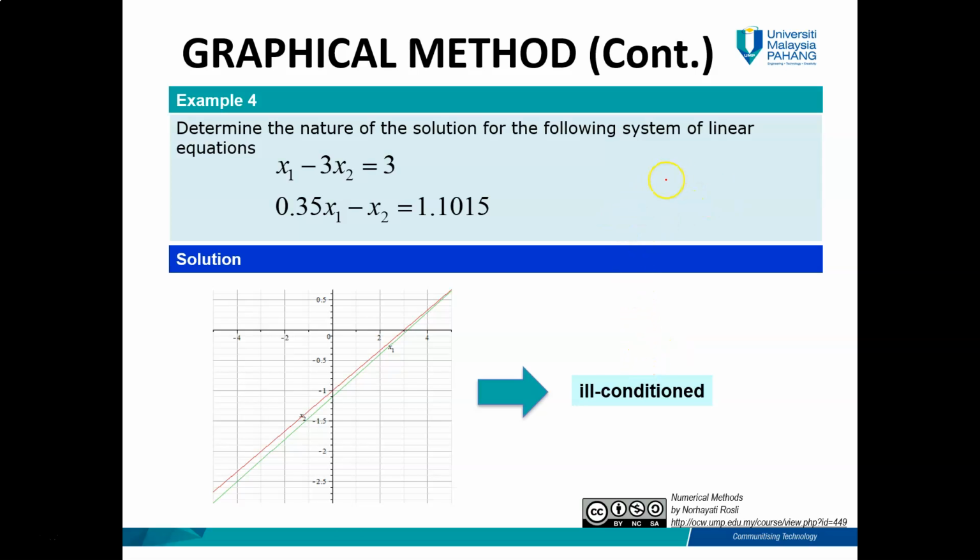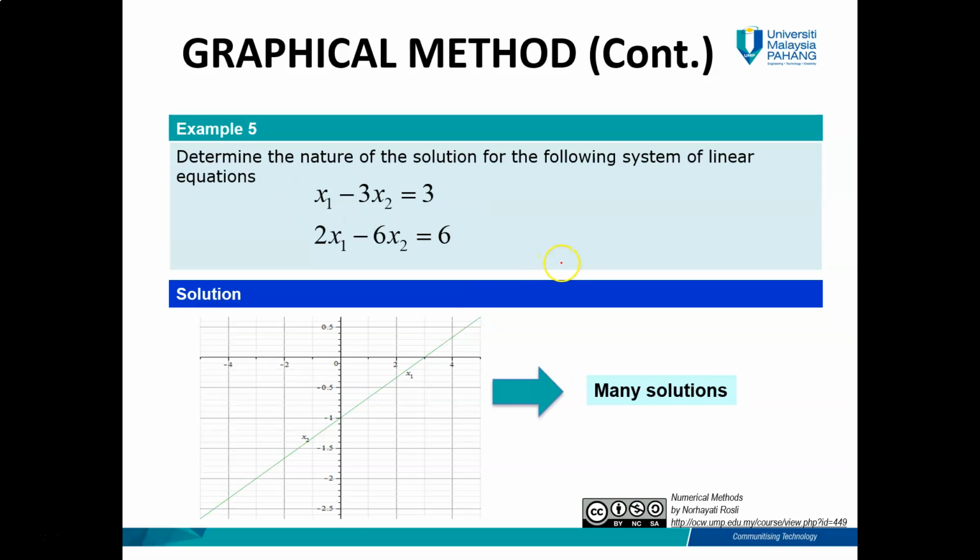Class, if you refer next to this example, determine the nature of the solution for the following system of linear equations. When you plot here, you get L1 and L2 almost parallel, but at this point it is hard for you to identify the solution, which means that we say this system is ill-conditioned.